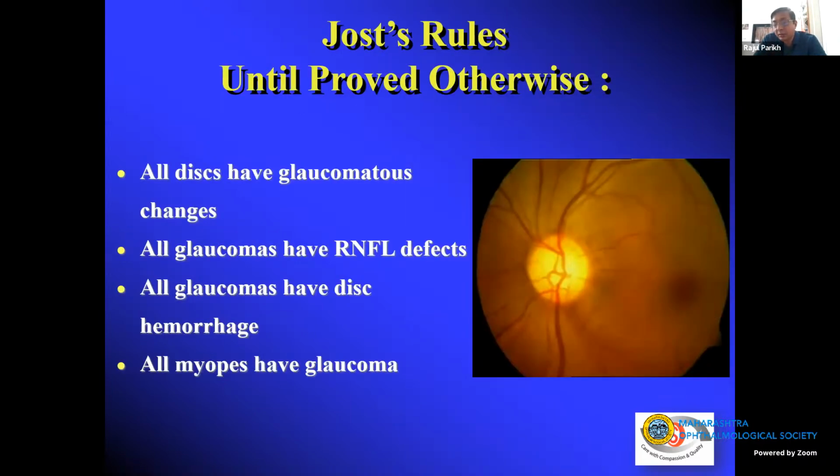And the last slide is Professor George Jonas's rules. First, all discs are glaucomatous until proven otherwise. That means you have to be very careful when you examine even a normal person who has come to your clinic; you have to be very thorough in your examination. Second, all glaucoma have RNFL defect. That means you look carefully, and use the red filter. Third, all glaucoma have disc hemorrhage. The same principle: examine every disc thoroughly and make sure you don't miss any finding. And fourth, all myopes are glaucoma until proven otherwise. So these are the 4 points.